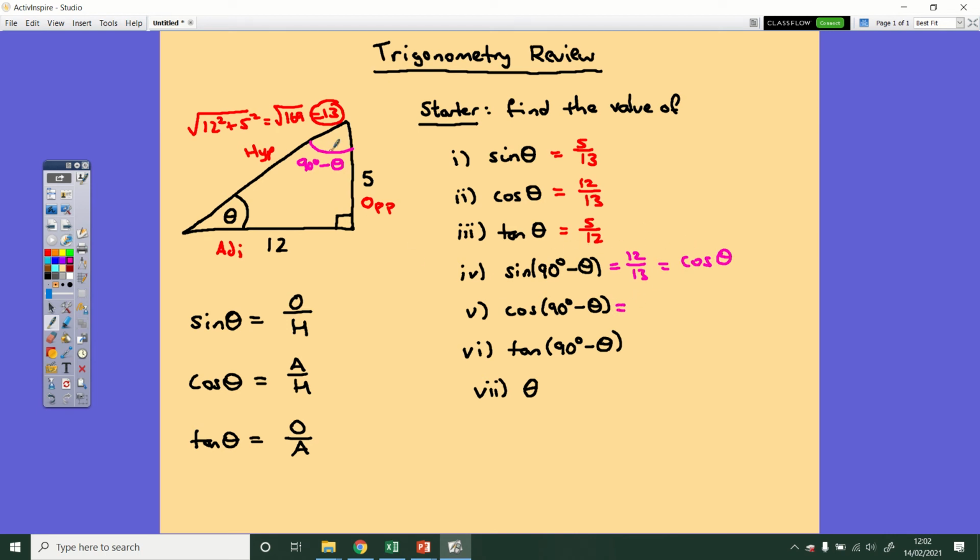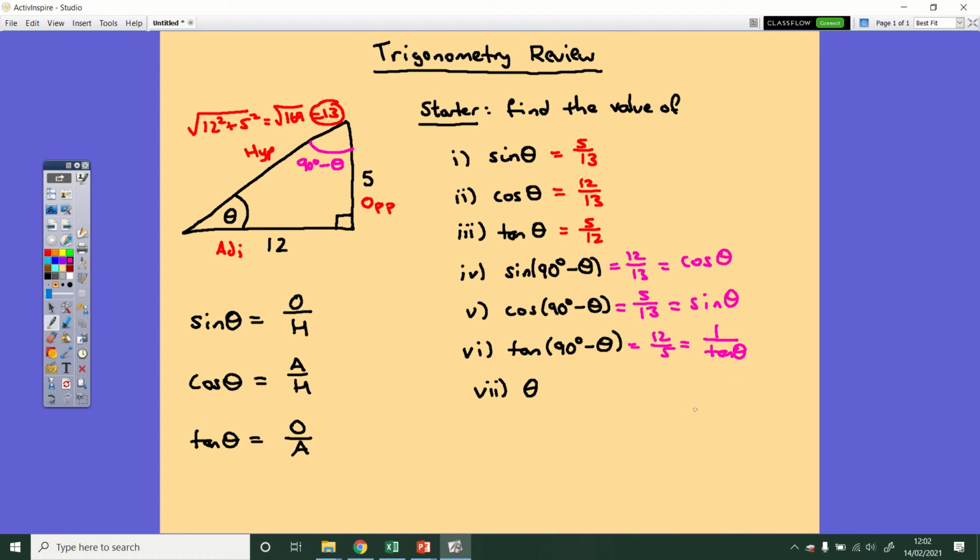In the same way, cos of 90 minus theta is the adjacent to it, which is 5 over the hypotenuse 13, so that's 5/13. But that's nothing other than sine theta. And then tan of our new angle here is opposite 12 over adjacent 5, that's 12/5. But you'll notice that that's 1 over tan of theta on its own, so we can put that as well.